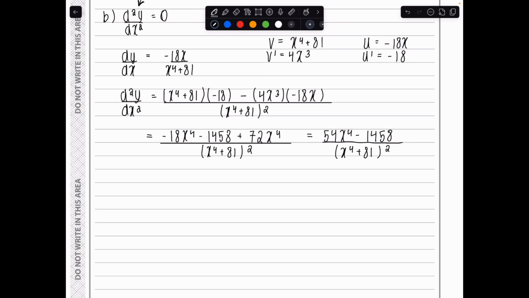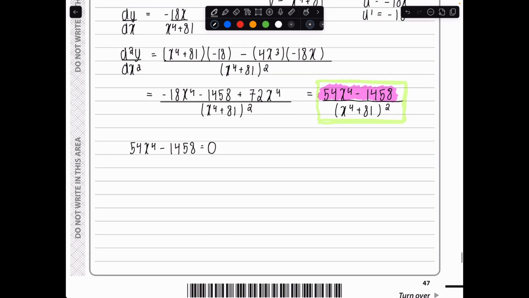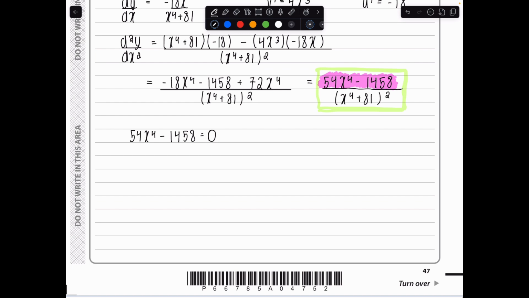Now the key thing that we need to understand here is, how can we show what values x can be for this entire expression to equal 0? Now whenever we have some sort of fraction that has algebra in it, the way that that can equal 0 is if our numerator equals 0. So in other words, we might have a possible point of inflection when our numerator is equal to 0. So when 54x to the 4 minus 1458 equals 0, we might have a point of inflection. So let's find out what possible x values there may be.